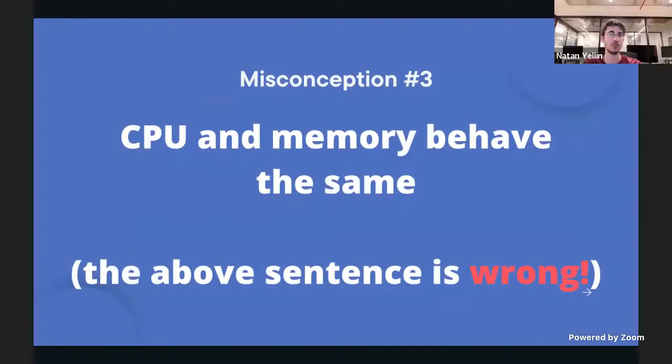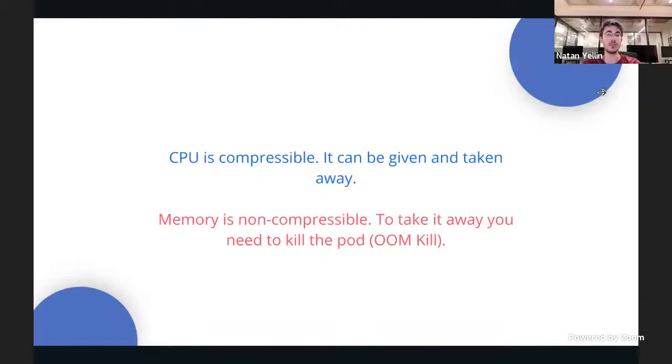The reason that CPU and memory are fundamentally different is because CPU is compressible. Compressible is a term you see in the Kubernetes documentation. And what it means is that he who giveth can taketh away. Or if you give something, you can take it away afterwards. And there isn't a big price for that.